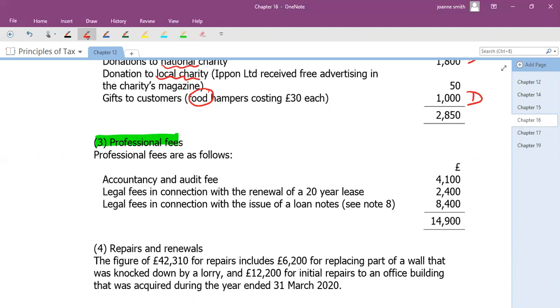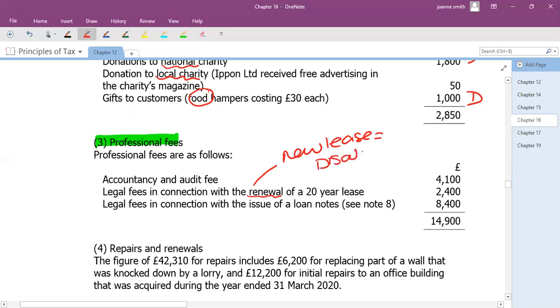So the accountancy fee is fine. We've got the renewal of a lease. Renewal is okay. New lease, you would disallow because that's classed as capital. All right, renewal is like repair, allow.